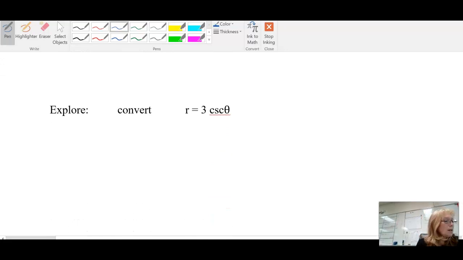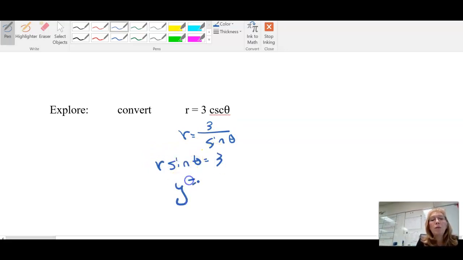So what do you think this one is? Pause and give it a shot. So you should have said r is equal to 3 over the sine of theta, multiplied by sine. So r sine theta equals 3, which means y equals 3. I have another line. This time it's horizontal.